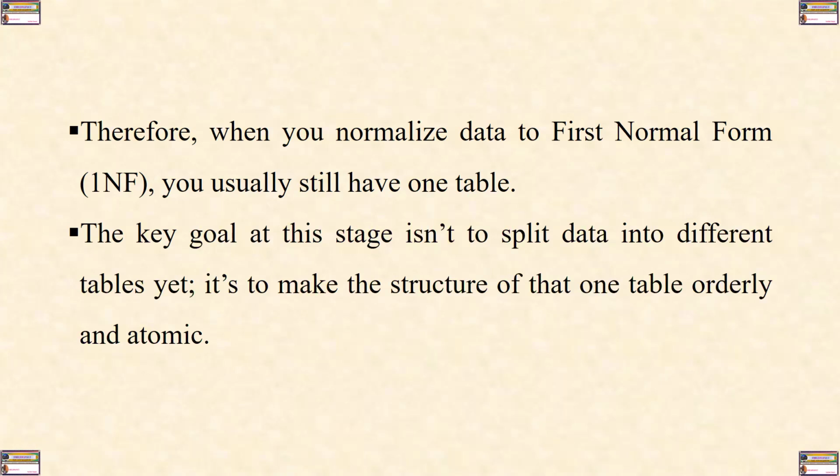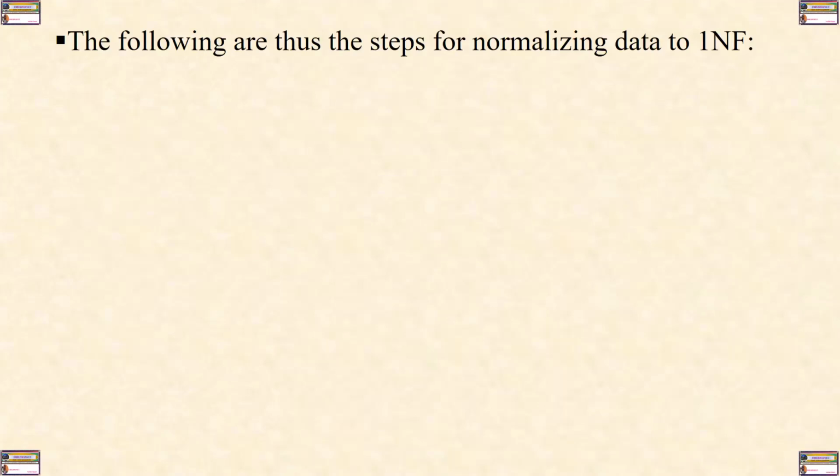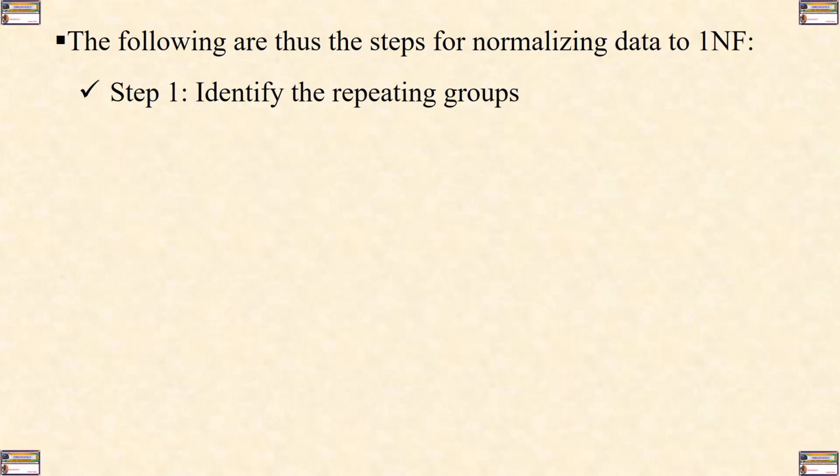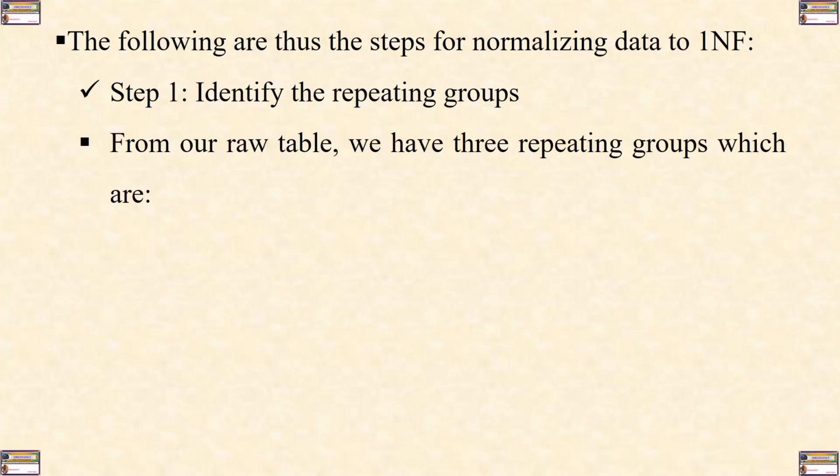The key goal at this stage is not to split data into different tables, but to make the structure of that one table orderly and atomic. The following are therefore the steps that we undertake when we are normalizing our unnormalized data to first normal form. Number one, we identify the repeating groups. We check our records and fields to see which field contains more than one item, which data is repeated.